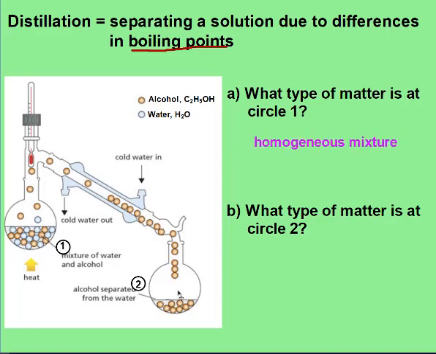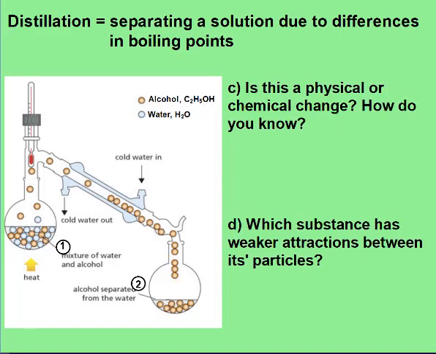In circle 2, if you look closely at the key, it says that I have just alcohol, which is C2H5OH in this container. And so that must be a compound because I've got carbon, hydrogen, and oxygen in the container. So is this a physical change or a chemical change? And how do you know? Go ahead and pause the video and figure out if it's physical or chemical based on what was breaking.